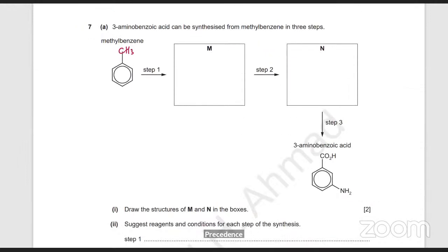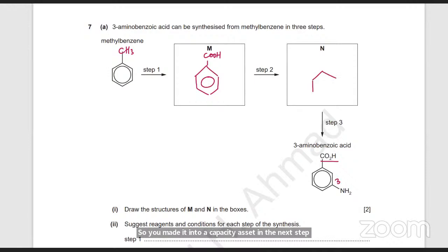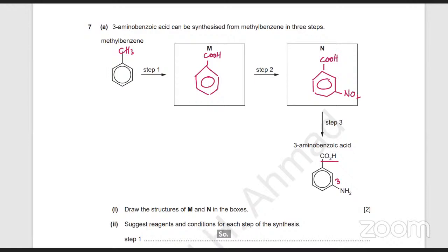Acha, ye mujhe batao, is case mein, did you turn this molecule into a carboxylic acid first or later on? Carboxylic acid first, kyunki wo position 3 pe aaya na, so that means it turned into a carboxylic acid and then you did electrophilic substitution. So you made it into a carboxylic acid, in the next step you did nitration, to NO2 na yahan pe aake attach ho gaya, theek hai. So we'll use concentrated nitric acid, sulfuric acid, temperature 55. How do you do reduction, NO2 to NH2, then last step?